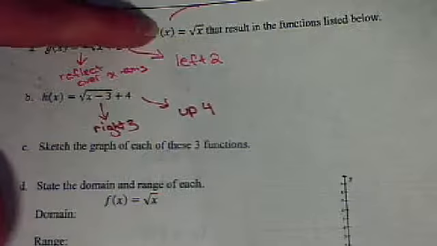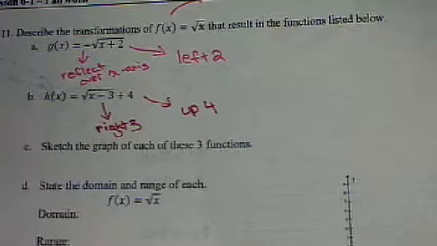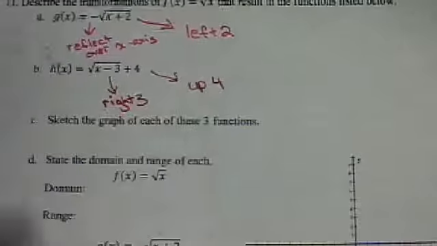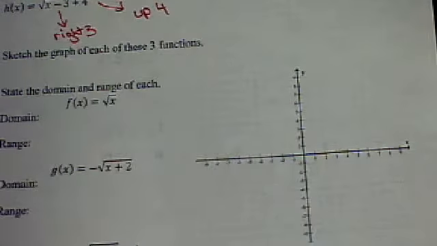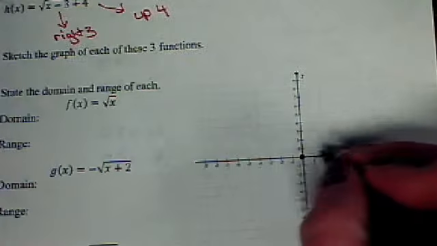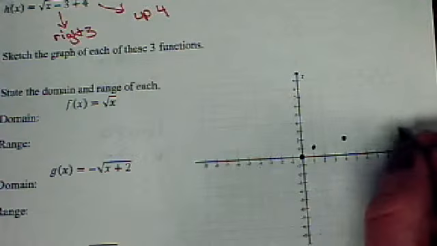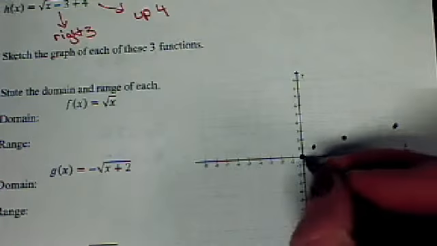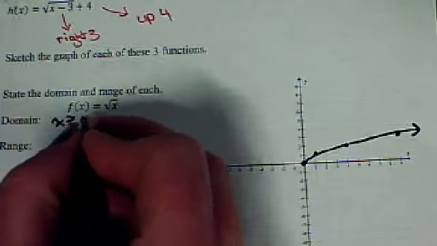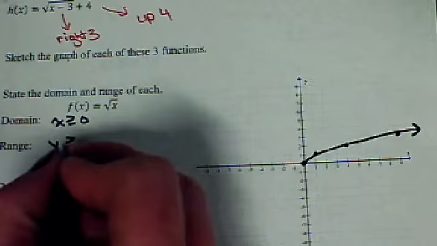Let's look at each of these on the graph, starting with our parent f of x, and we're going to talk about the domain and range of each of them. I'm going to start with that parent function: 0, square root of 0 is 0; 1, square root of 1 is 1; 4, square root of 4 is 2; and 9 gives me a 3. There's that parent function. Again, the domain of the parent is the x's greater than or equal to 0, and the range is the y's greater than or equal to 0.